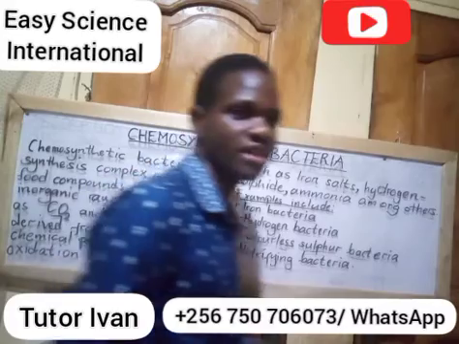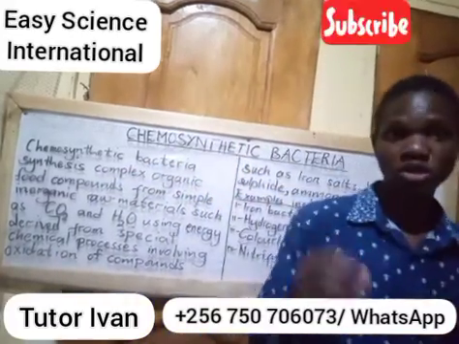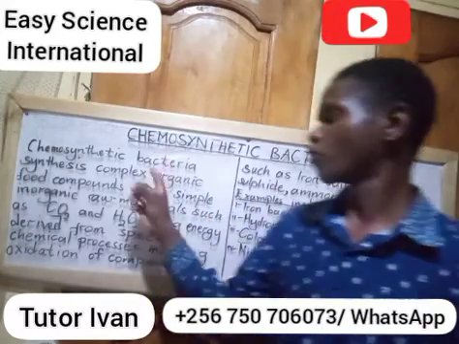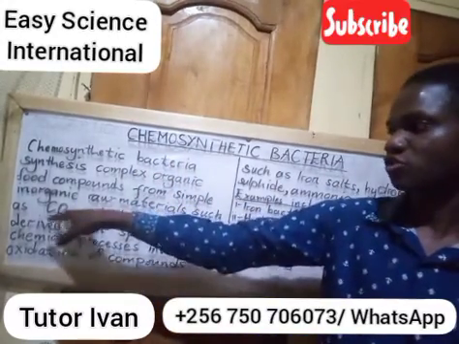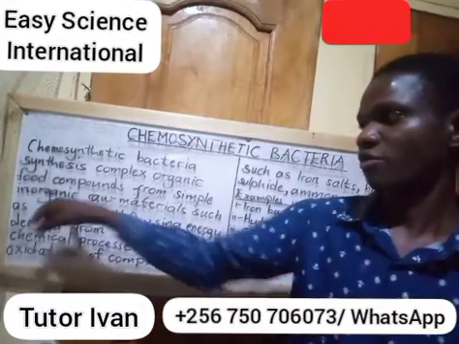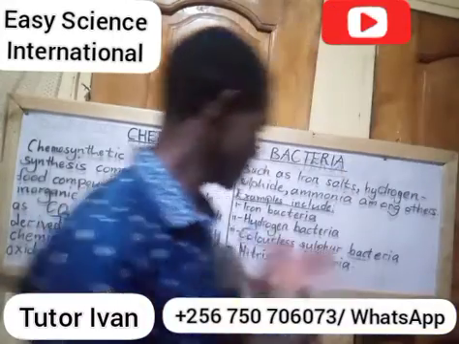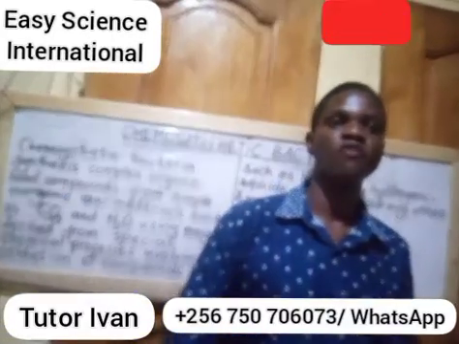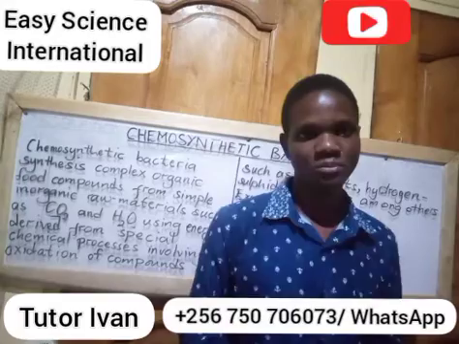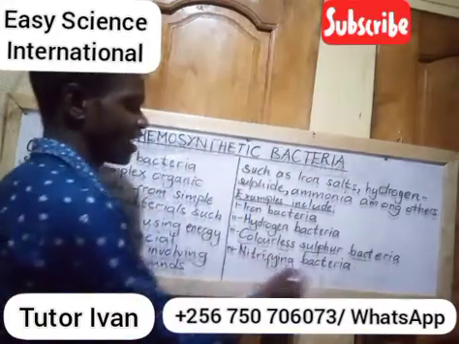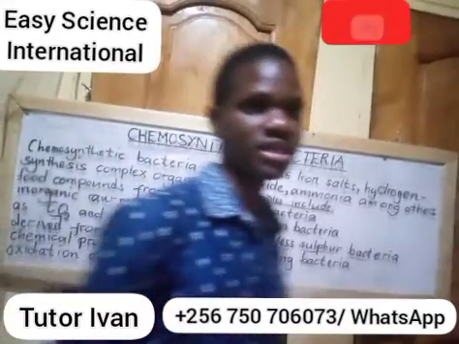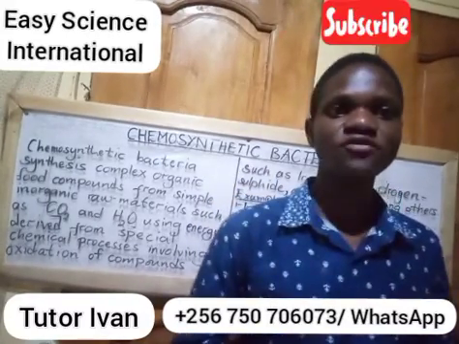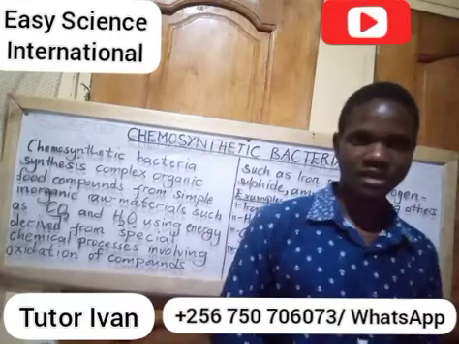These ones obtain their energy. The energy here we're talking about is the one used in the synthesis of complex organic food molecules from raw materials, that is the simple inorganic raw materials like carbon dioxide and water. Now, the colorless sulfur bacteria obtain their energy from oxidation of hydrogen sulfide and sulfur. And lastly, the nitrifying bacteria. These ones include basically the Nitrobacter and the Nitrosomonas. They obtain their energy from oxidation of ammonia.